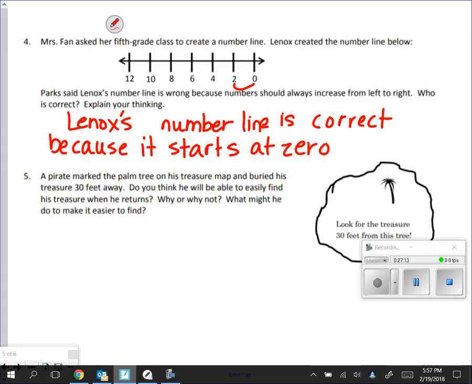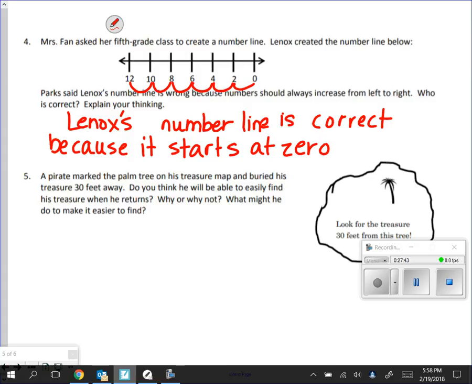It goes from 0 to 2, 2 to 4, 4 to 6, 6 to 8, 8 to 10, 10 to 12. It skips evenly. So if it went from 0 to 1, 2 to 4, 4 to 10, it would not be a correct number line. But she's skipping her numbers and she's skipping it evenly. So her number line is correct.